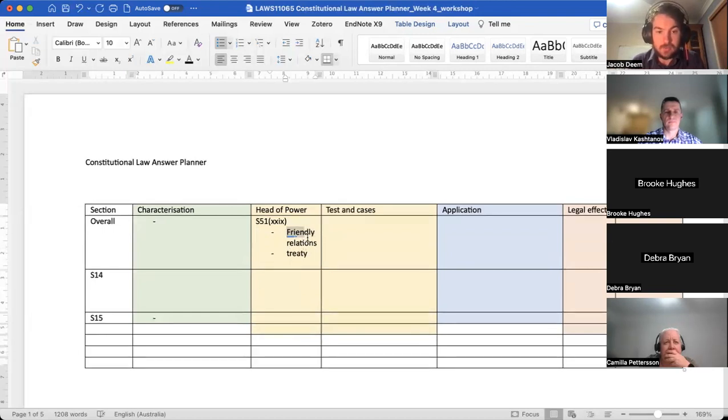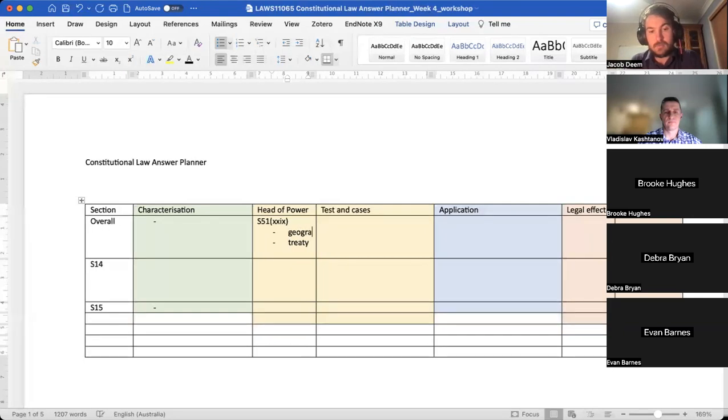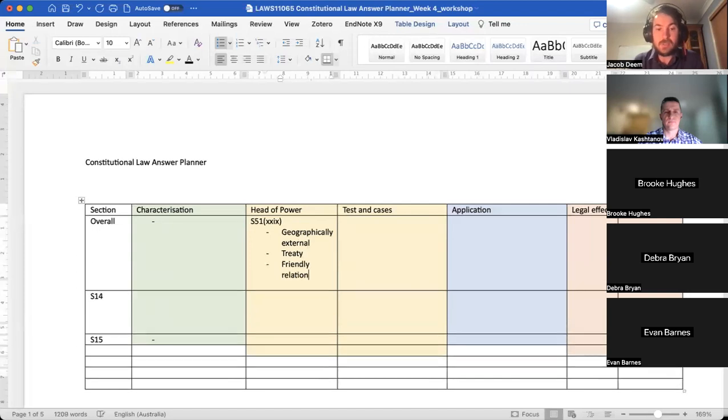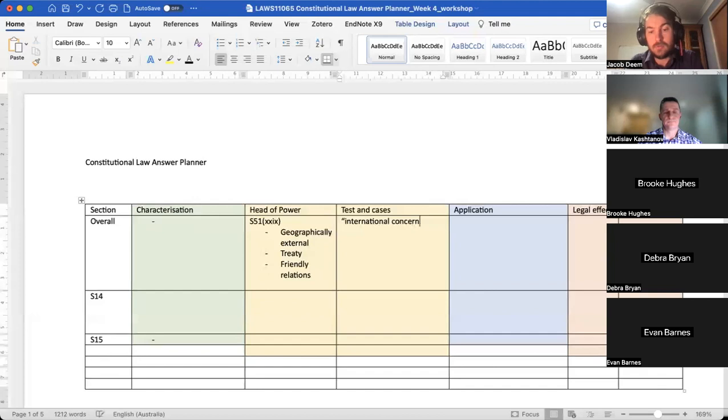Sorry, matters external. Yep, absolutely. What else? Whether for Australia, the matters raised by the International Red Cross are matters of international concern. Okay, yep. So is this of international concern? Yep. What else?